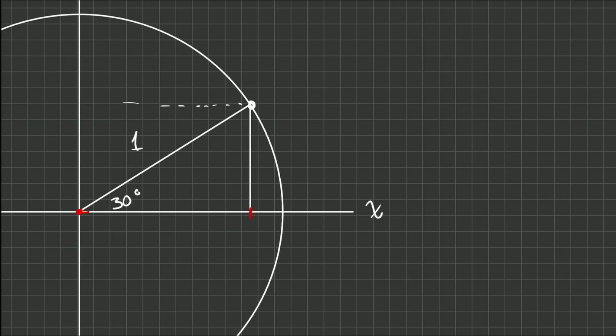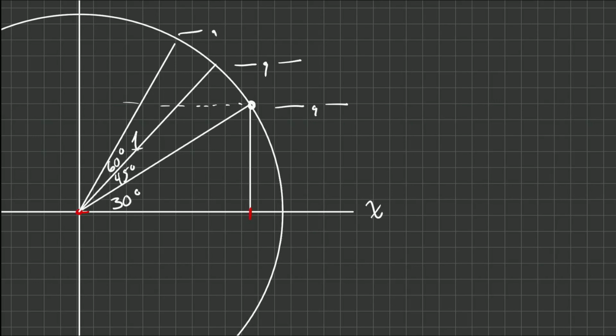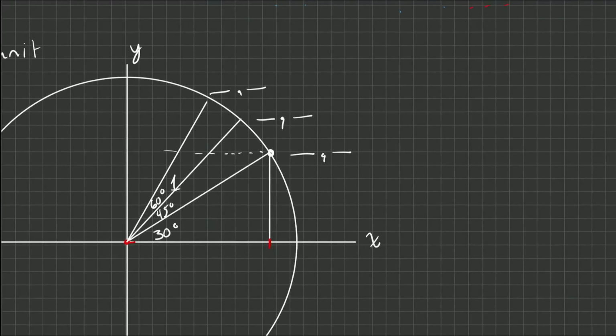So let's say we had this point here, which created a 45-degree angle, and then this point here, which created a 60-degree angle. And you're asked to find the coordinate point for x and y for each of the following points, or each of the following angles.